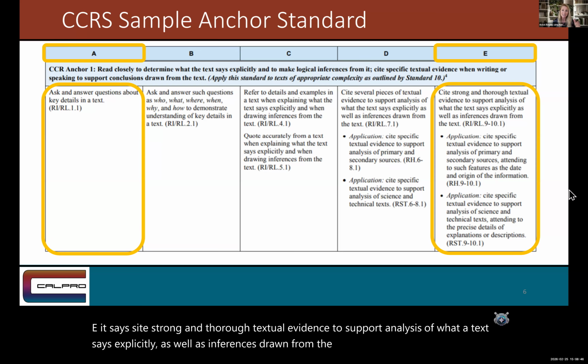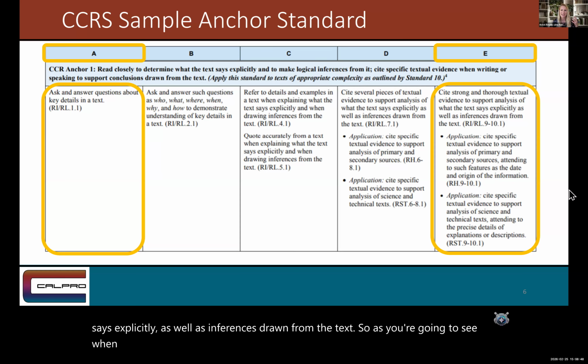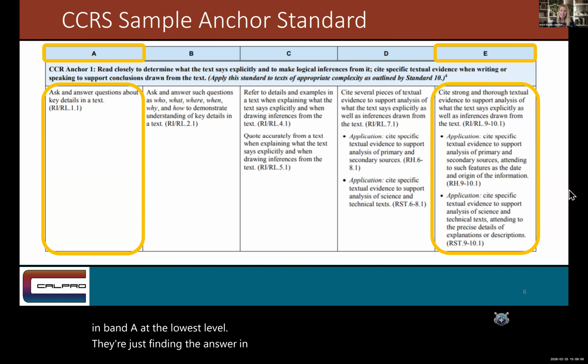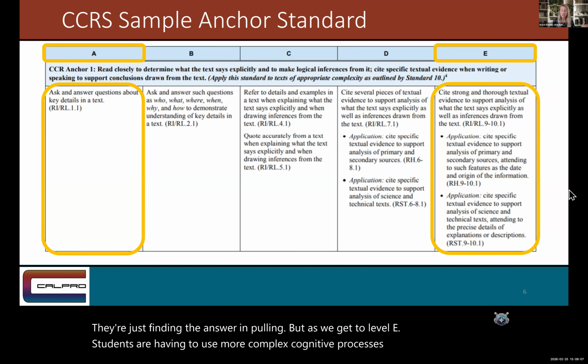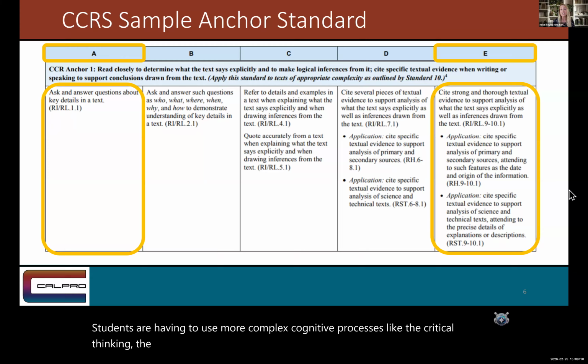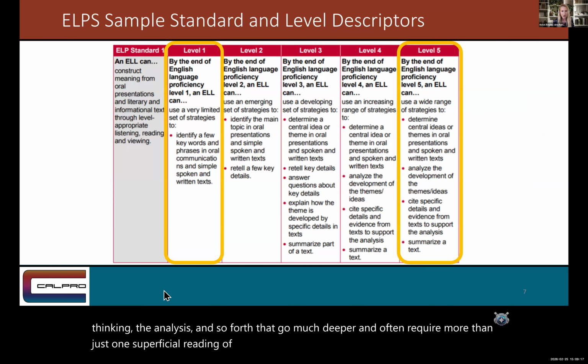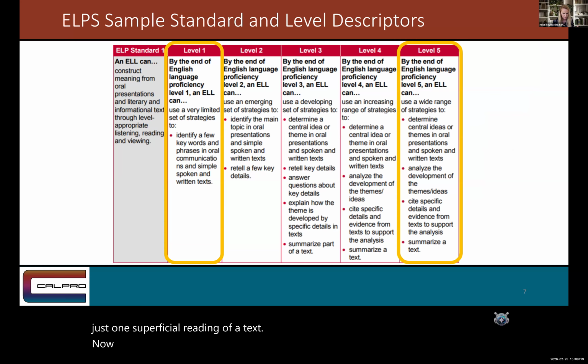As you're going to see when we look at Bloom's taxonomy and Webb's DOK, those first questions, like in Band A, at the lowest level, they're just finding the answer and pulling. But as we get to level E, students are having to use more complex cognitive processes like critical thinking, the analysis, and so forth that go much deeper and often require more than just one superficial reading of a text. Now, here are the English language proficiency standards.